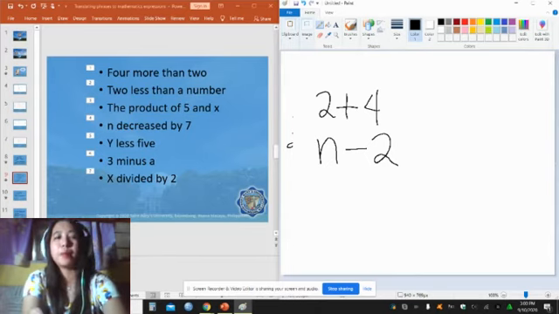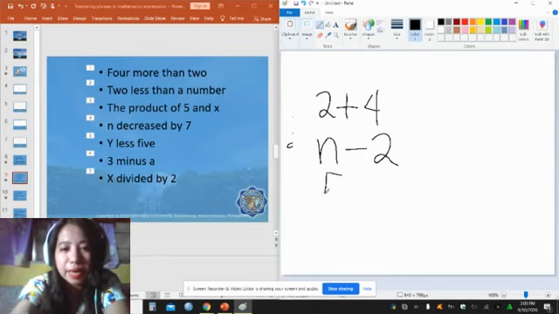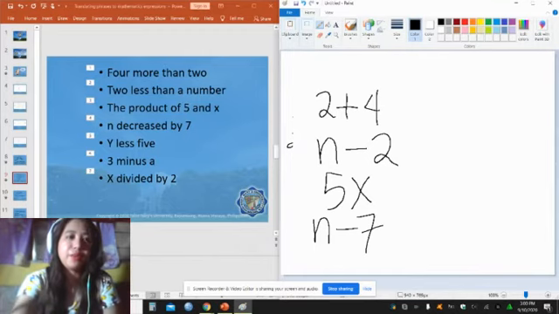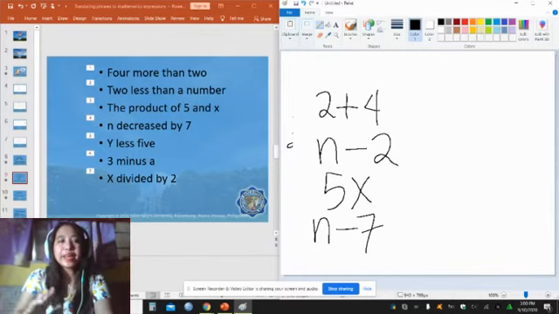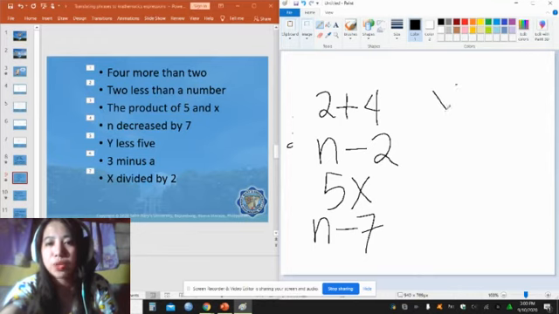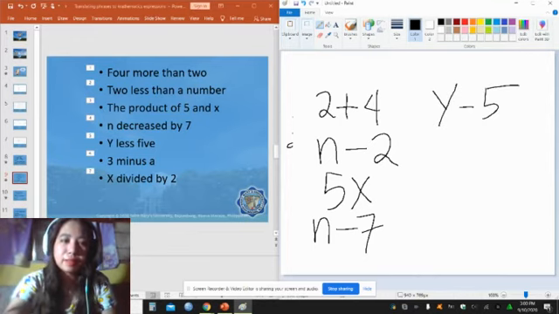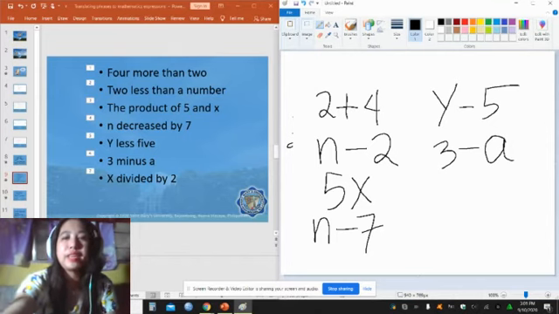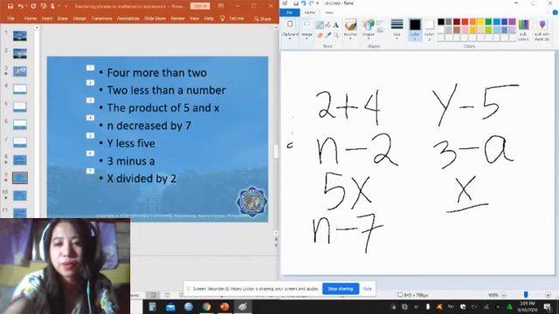The product of 5 and x. How to write the product of 5 and x? We can write this as 5x. N decreased by 7 is n minus 7. Y less 5 is y minus 5. 3 minus A is 3 minus A. X divided by 2 is X over 2.